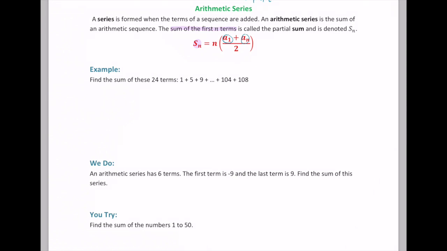I'm given the terms in a sequence from the first term all the way to the 24th term. And I want to add up all of those numbers. It would be tedious to do that all in your calculator, adding up all those numbers. Or you could just use this formula to figure it out. So we want to find the sum of the first 24 terms. So that means I'm looking for S sub 24.